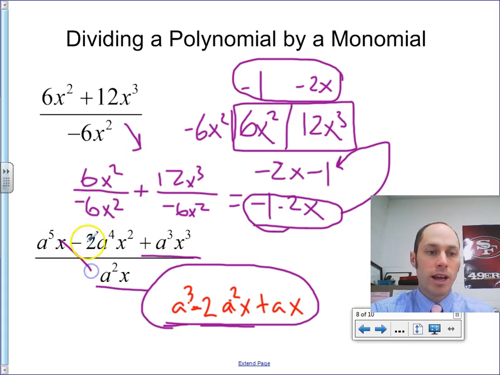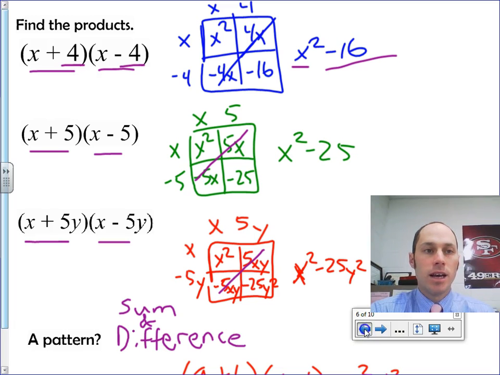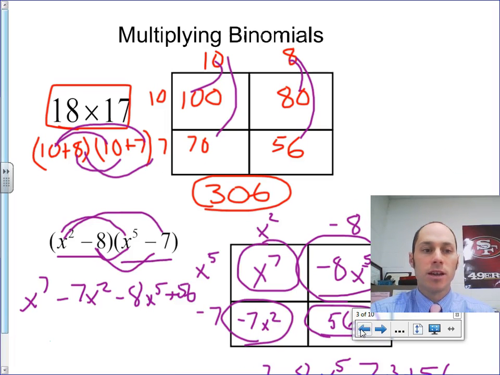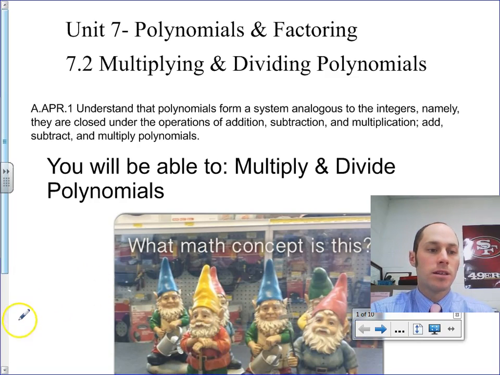Just remember to divide every term in the polynomial by the monomial on the bottom. So we've added what we know about working with polynomials. We know how to divide and multiply polynomials of various types all together. So we'll do some more practice with that in our assignment.